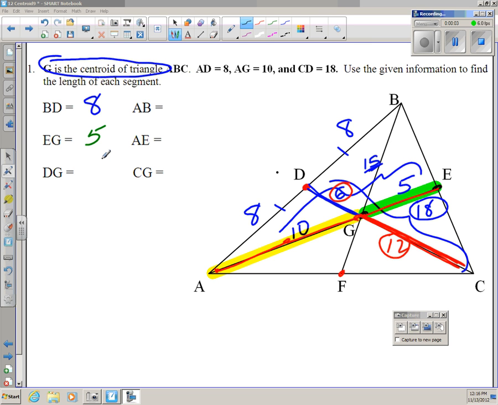This is our video on the centroid problem. Since we lost ninth period on Friday, we won't be able to finish this lesson, but it is something that you can do at home pretty easily. So we were talking about DG.